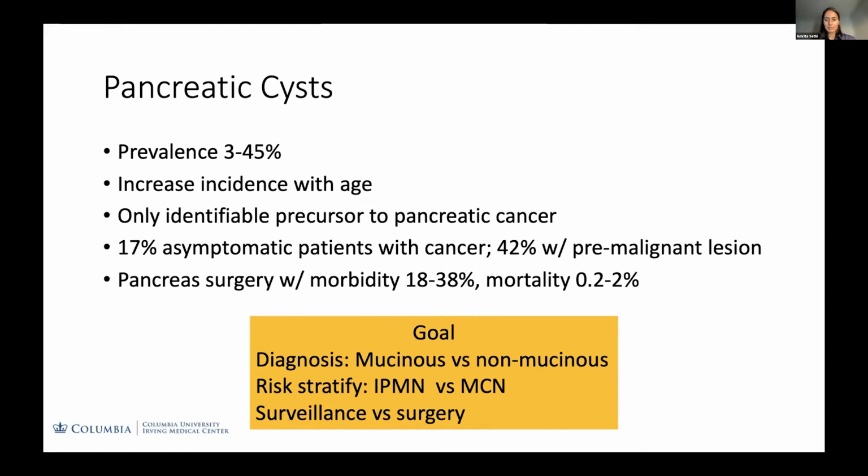More importantly, when we think about the treatment for pancreatic cysts or prevention of cancer with pancreas surgery, it does carry a high morbidity of up to 38%, as well as a mortality rate of up to 2%. Therefore, our goal with any of our management discussions regarding pancreatic cysts is really to figure out how to manage these in a way that we aren't sending patients to surgery who don't need it, but are establishing a diagnosis of cancer early on. Therefore, we really focus on establishing a diagnosis, particularly between mucinous versus non-mucinous lesions, to then risk stratify. Most typically, these are between IPMNs versus MCNs, and then to help establish our management plan, whether it be surveillance or surgery.